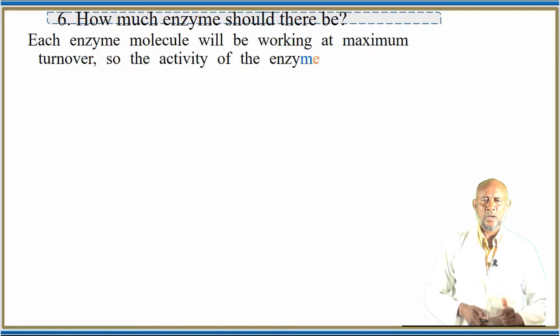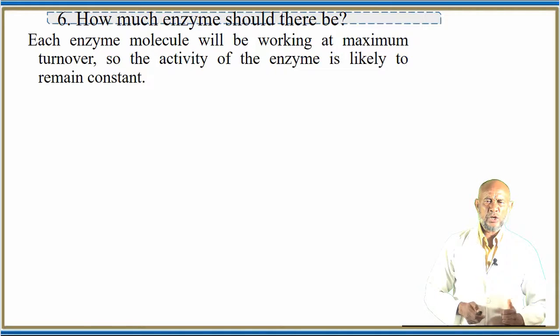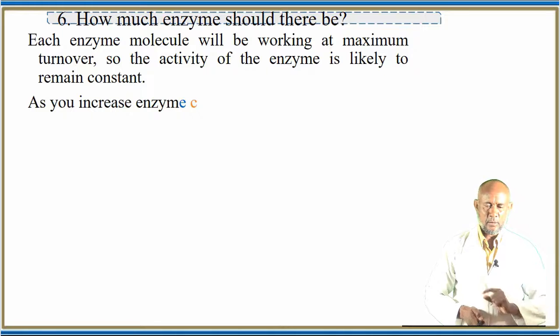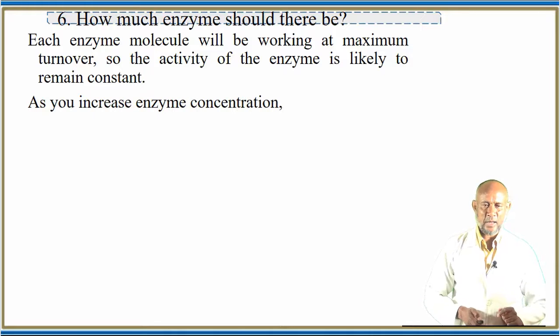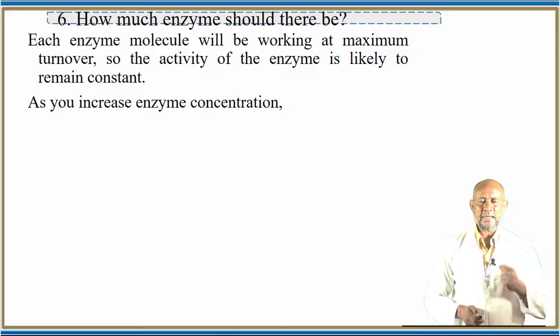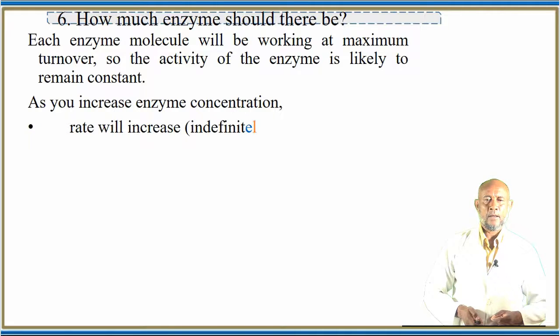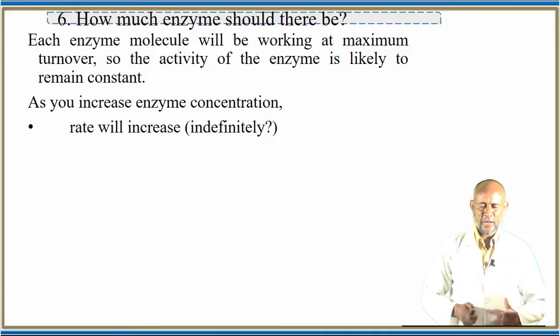How much enzyme should be there? Each enzyme molecule will be working at a maximum turnover. So the activity of the enzyme is likely to remain constant. Always the activity of the enzyme will be constant. As you increase enzyme concentration, rate will increase indefinitely. Is it?